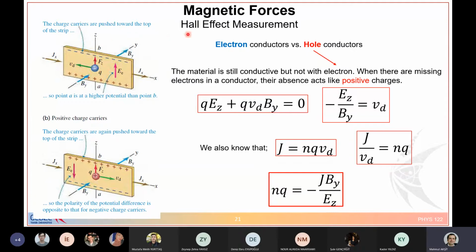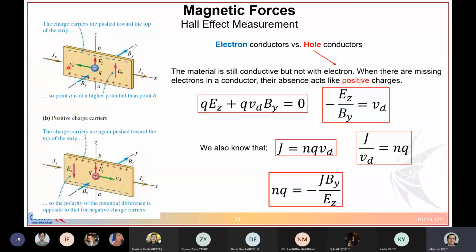The experiment is called Hall effect measurement. So what you do is you get a plate-like rectangular piece of a conductor material, and you push current through it. Jx is the current here, and you also apply a magnetic field perpendicular to the plate, and you measure voltage drop across the long edges of the conductor plate.